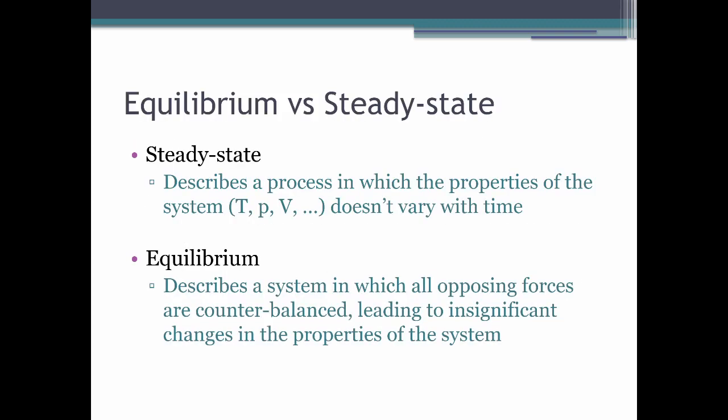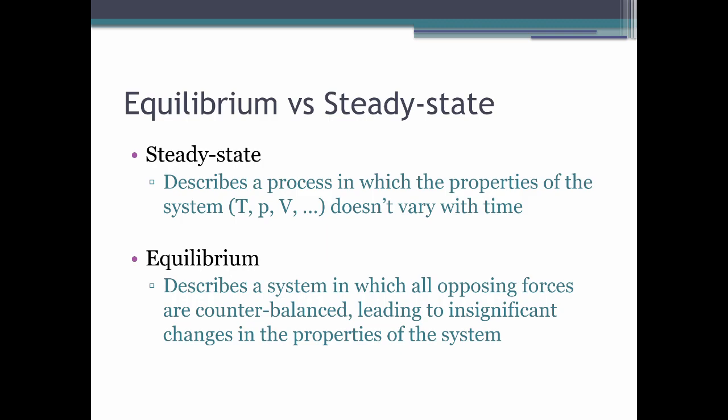So aside from that, we also need to define equilibrium and steady state. So the steady state describes the process in which the properties of the system, such as temperature, pressure, and volume, don't vary with time. Whereas we have an equilibrium. Actually, some people tend to mix this up.